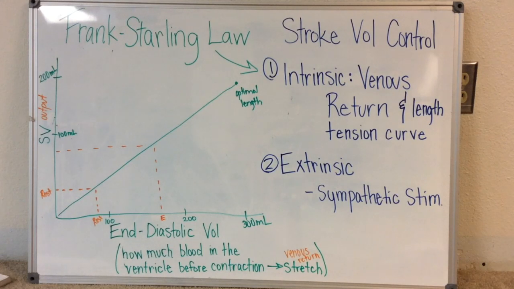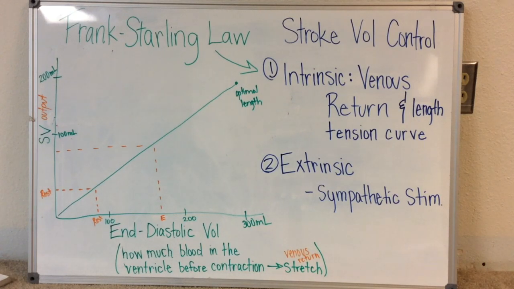Frank-Starling law states that the larger the end diastolic volume, the greater the stroke volume is going to be. This is summarized again in another way by saying the greater the stretch, i.e. venous return, the greater the output, i.e. the more blood we can get out with every contraction.